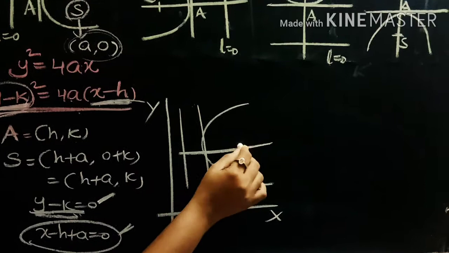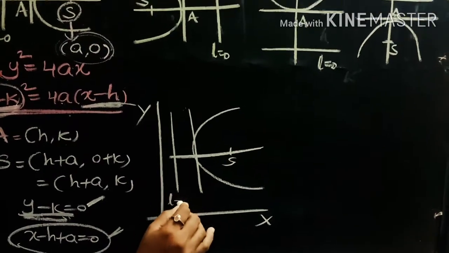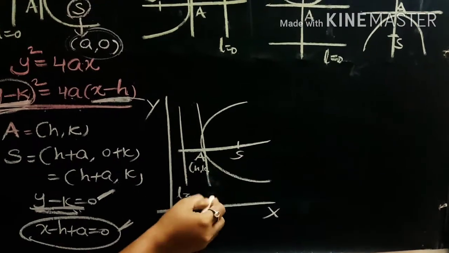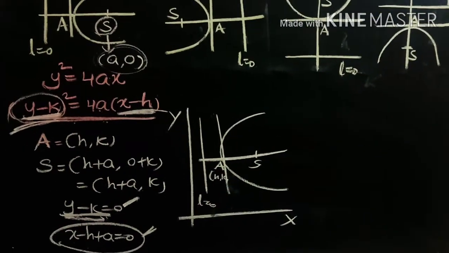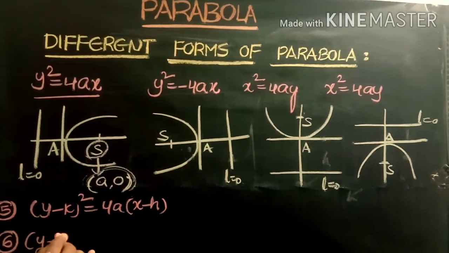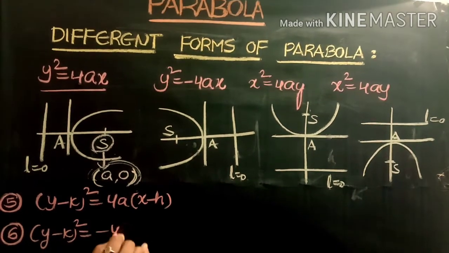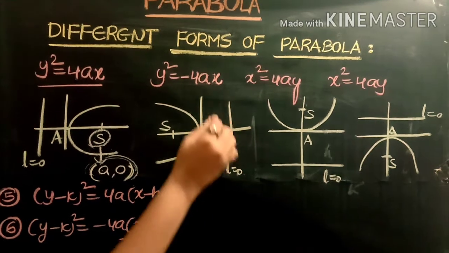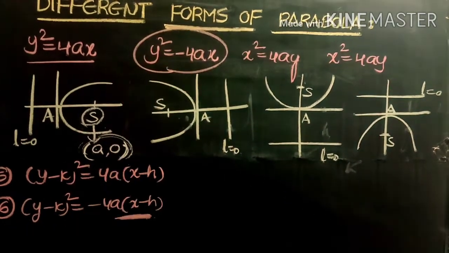This is the directrix, this is the focus, this is the directrix, and this is the vertex A equals h comma k. This is the graphical representation of this parabola: y minus k whole square is equal to minus 4a into x minus h, which is related to the parabola y square is equal to minus 4ax.